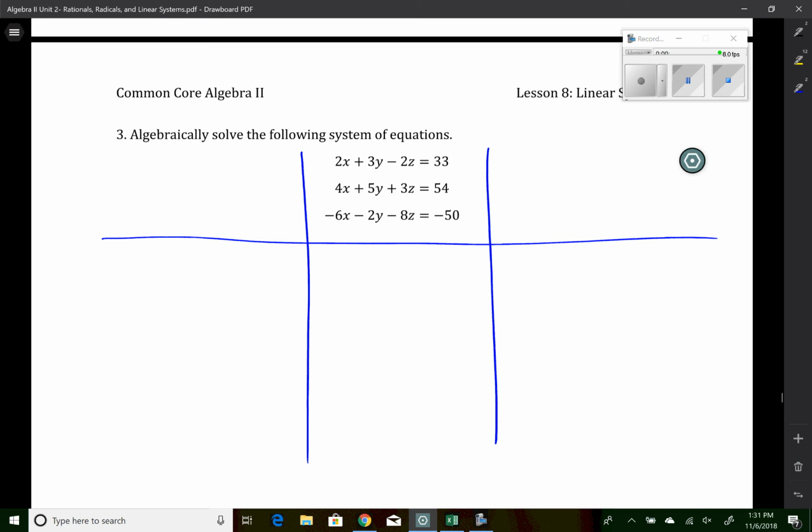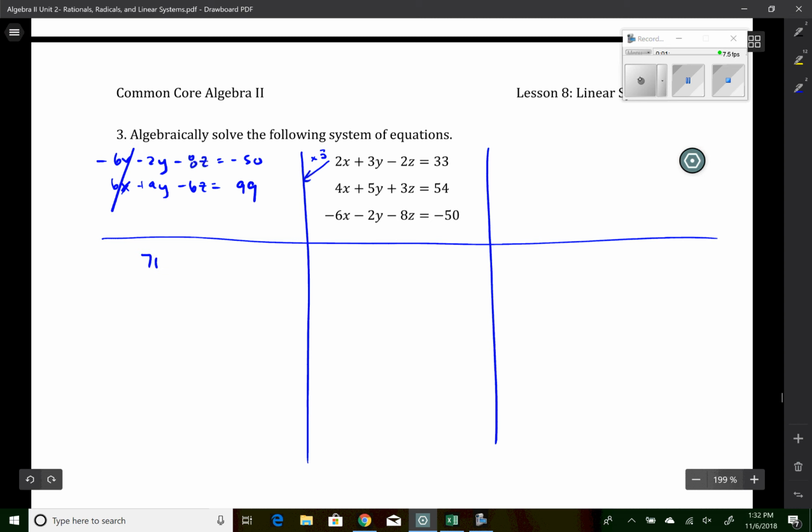So the first thing I want to do here is take the last equation, negative 6x minus 2y minus 8z is equal to negative 50, and add that to the first equation times 3. So 2 times 3 is 6x. 3 times 3 is 9y. And 3 times negative 2 is negative 6z. And 3 times 33 is 99. X's cancel. I'm left with 7y minus 14z is equal to 49.